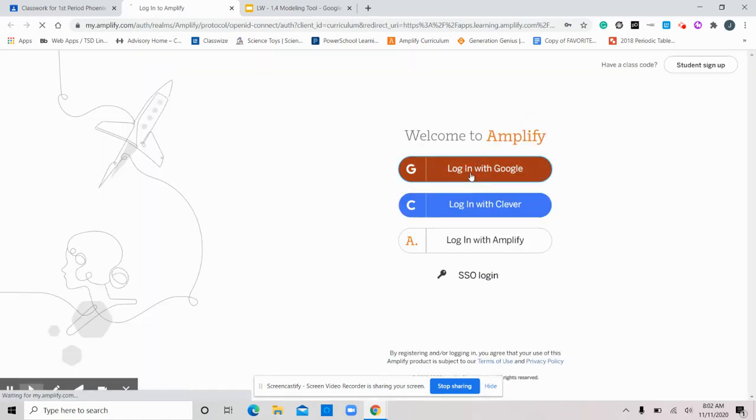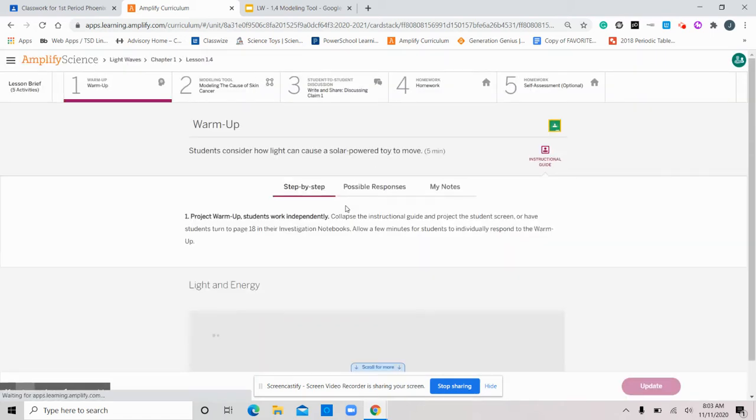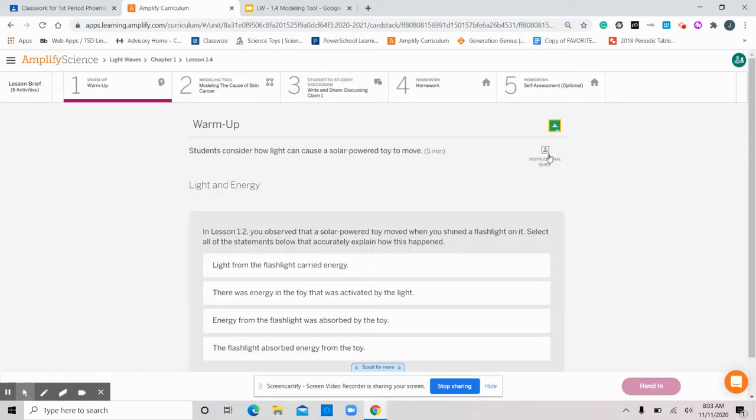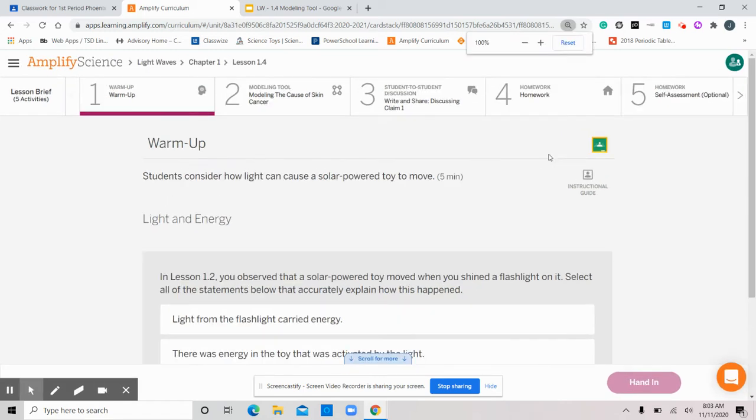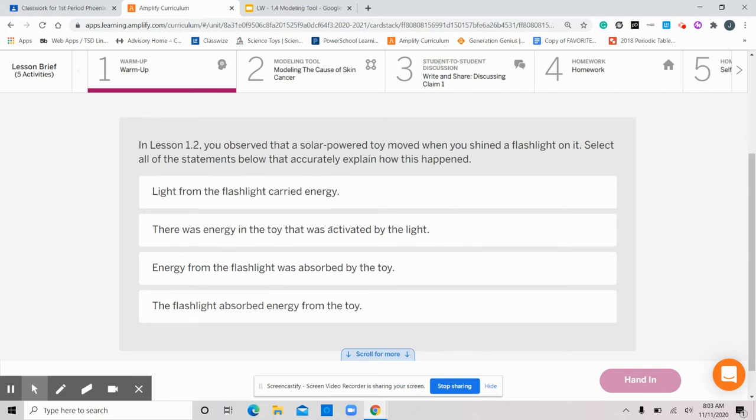As usual, we will be logging in with our Tumwater accounts. And Amplify, of course, likes to start us off with a warm-up question. So for this one, let's close this down and let's make this bigger. There we go. So for lesson 1.2, it says you observed that a solar-powered toy moved when you shined a flashlight on it. Select all of the statements that you think are true.